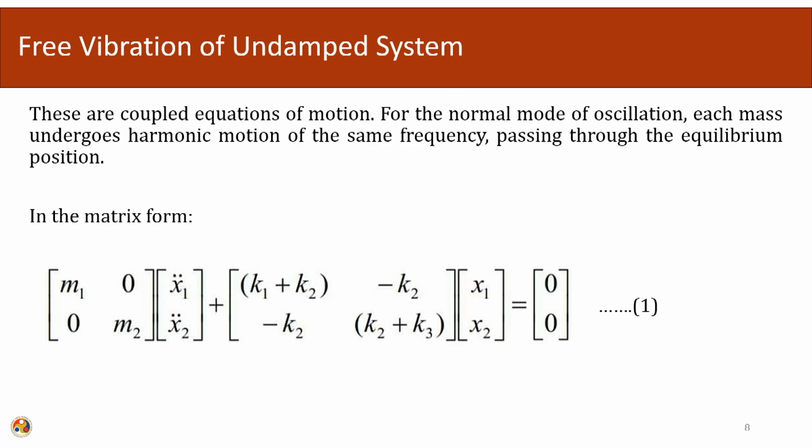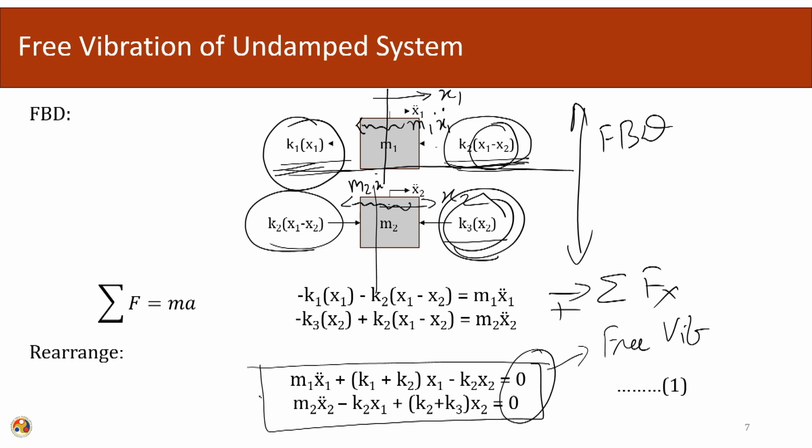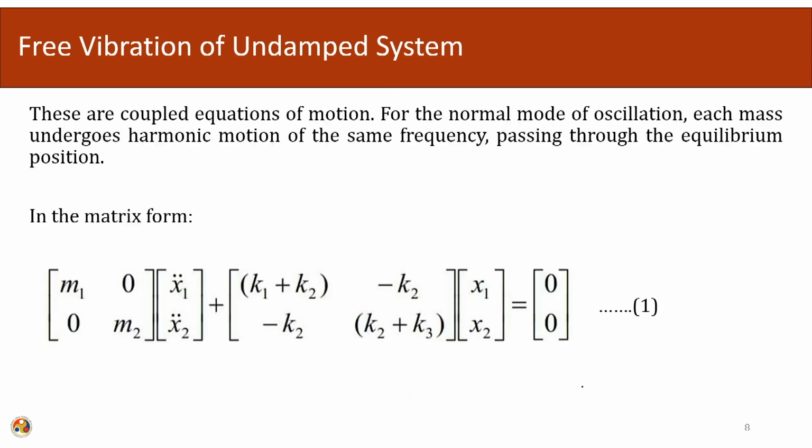One thing also has to be kept in mind if we look into these two equations. In both the equations, x1 and x2 are appearing together. It means that this is a coupled equation. As we have seen in case of damping also, we had a coupled system and then we uncoupled it using the orthogonality principle. But right now we are having a coupled system. So, these are called the coupled equations of motion.